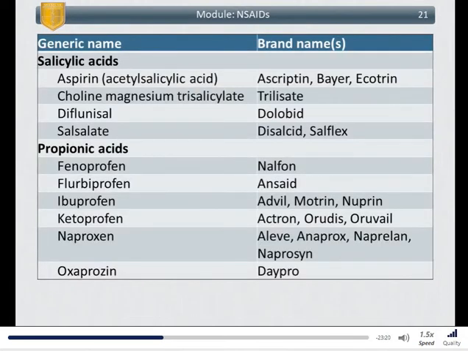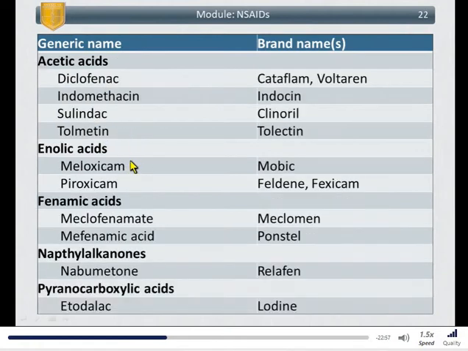So this is mainly for your information, and in your books you can see the names and the groupings of different anti-inflammatories. We have the salicylic acids, of which aspirin is the flagship one, but there are others. And then there are other groupings: propionic acids, acetic acids, enolic acids, fenamic acids.